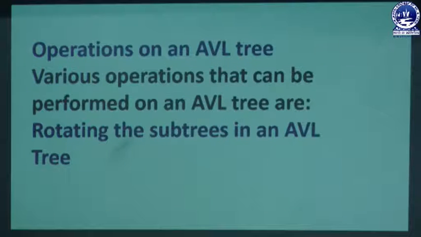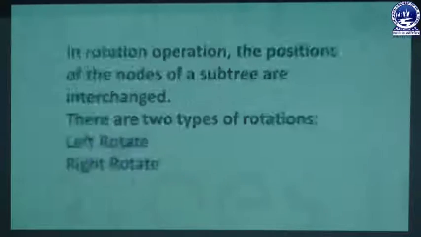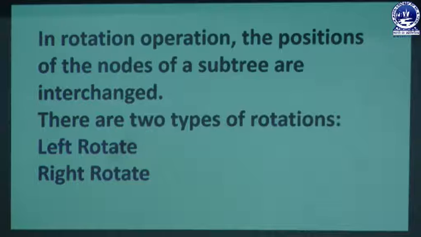Now we will discuss operations on an AVL tree. Various operations that can be performed on an AVL tree are rotating the subtree in an AVL tree. In rotation operation, the positions of the nodes of a subtree are interchanged. There are two types of rotation, left rotation and right rotation.